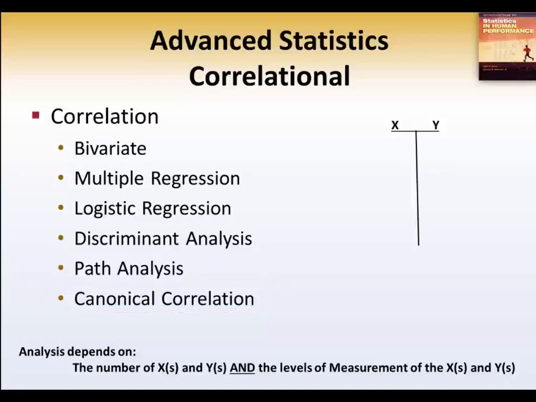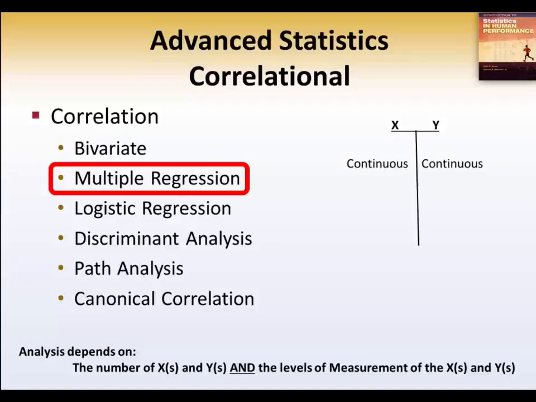So now, returning to bivariate, in the bivariate correlation, both variables, x and y, are continuous, meaning they have to be at an interval or ratio level of measurement. In multiple regression, the same thing is true. Both independent and dependent variables must be continuously measured.